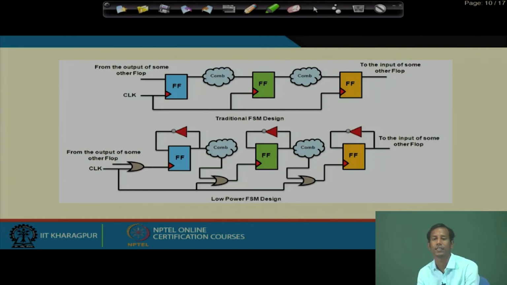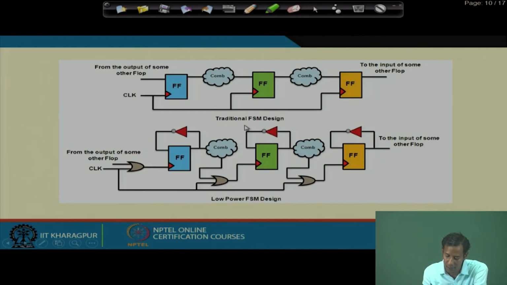Now consider another example. In a traditional finite state machine we have flip flops, and in between them we have combinational logic placed between the registers. But whenever we consider the low power FSM, or low power finite state machine, it is not like this.